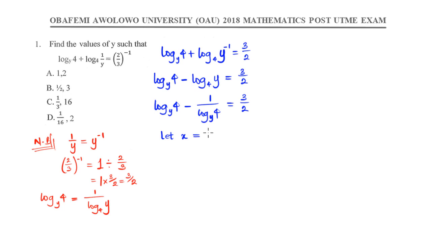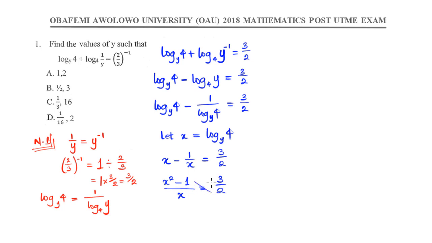So if we let x be log to base y of 4, then our equation becomes x minus 1 over x is equal to 3 over 2. And we find the LCM of the left-hand side. This is x over 1 multiplied by x. That will be x squared minus 1 over x is equal to 3 over 2.